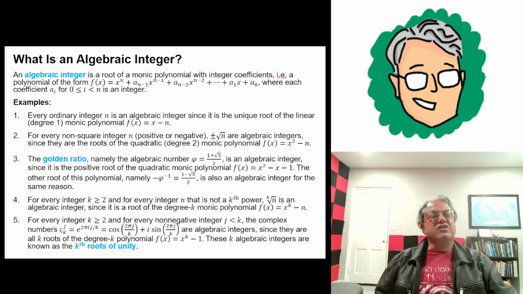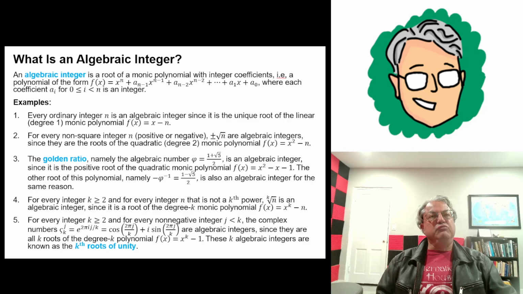It's usually given the symbol phi, Greek letter phi, and it's equal to 1 plus the square root of 5 over 2. It's approximately 1.618. I think most of you guys are familiar with this number. And this turns out to be an algebraic integer as well. And how can we see this? Well, it satisfies the monic quadratic polynomial f of x equals x squared minus x minus 1.